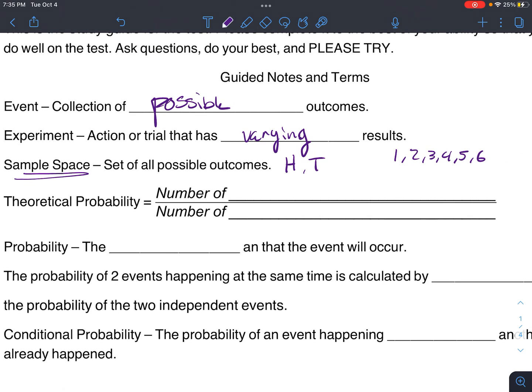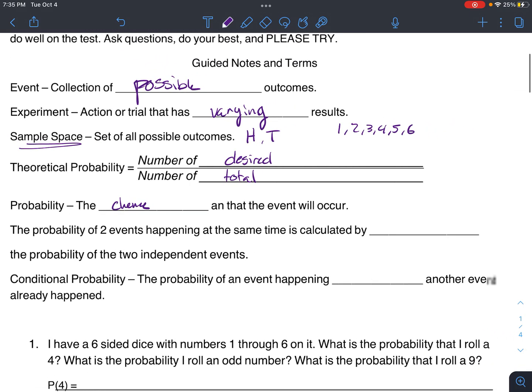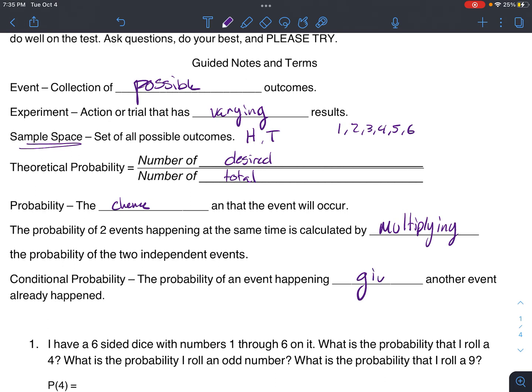Theoretical probability is the number of desired over the number of total. We talked about this a while ago. The probability is the chance that an event will occur, and the probability of two events happening at the same time is calculated by multiplying the probability of the two independent events. And conditional probability is the probability of an event happening given another.